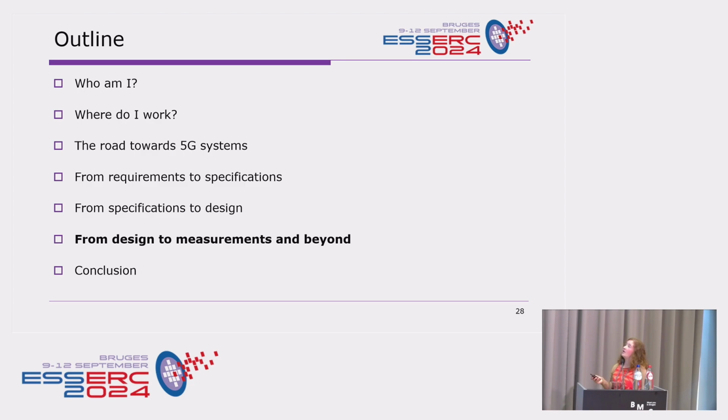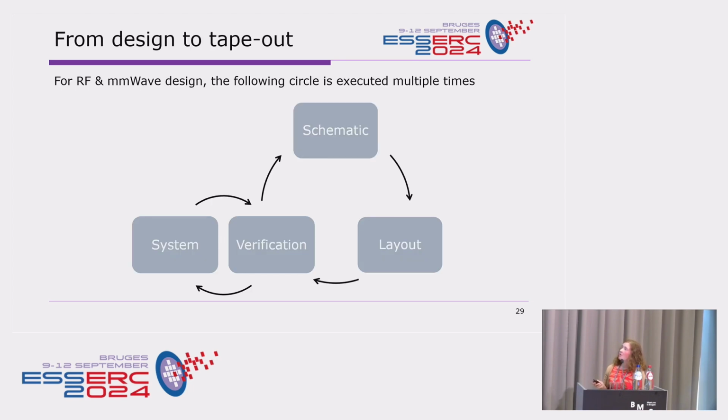So now we have our design. Next step is not immediately the measurements, but how do we get from the design to the measurements and beyond? So as you will see in RF design, you will probably cycle a lot of times through what I show here. So you have the schematic, and from your schematic you go to your layout, and afterwards you do some verification. But based on this, you will see, okay, maybe this or this is not working fine, so you will need to go back to your schematic and back to your layout.